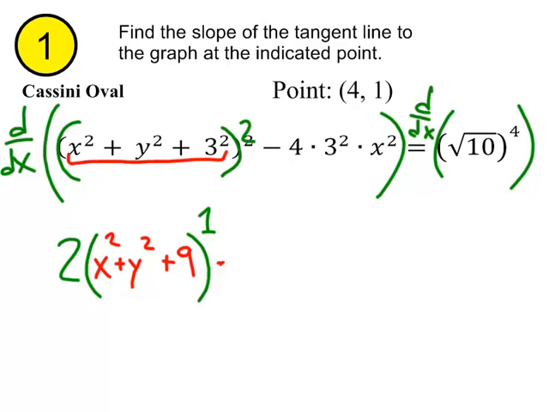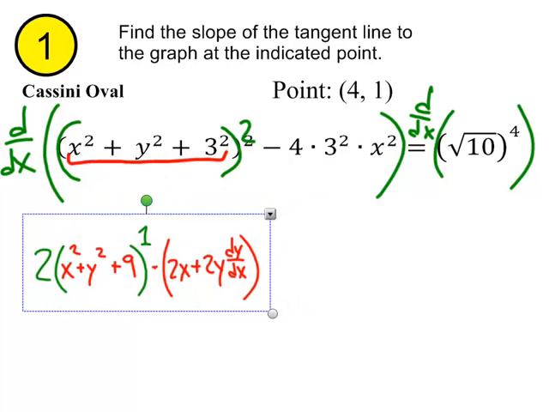So the derivative of that would be 2x for the x squared, 2y dy over dx for the y squared, and then nothing for the 9. All right?